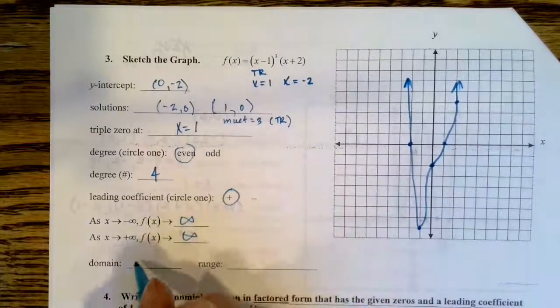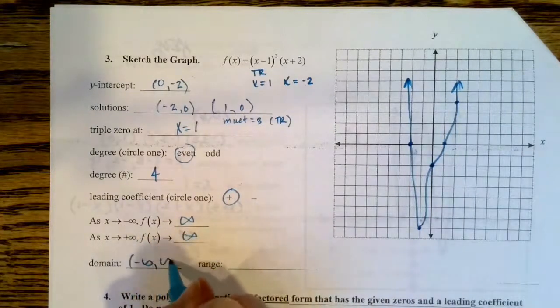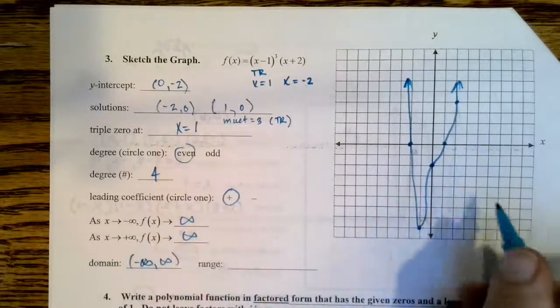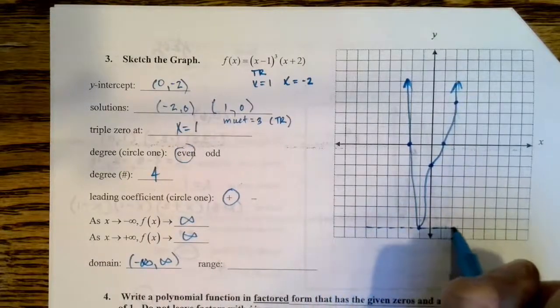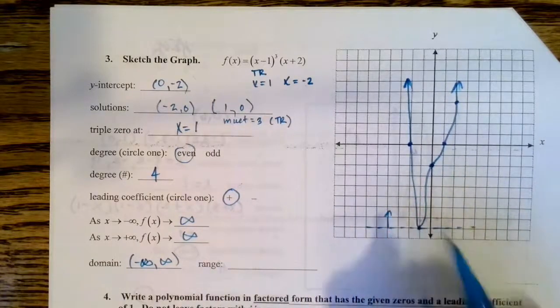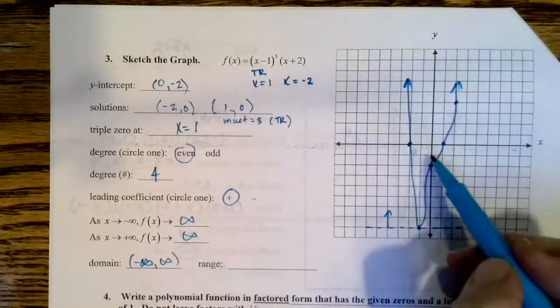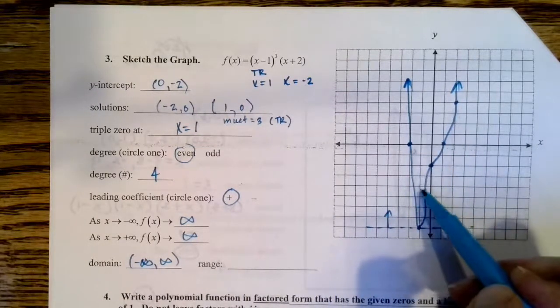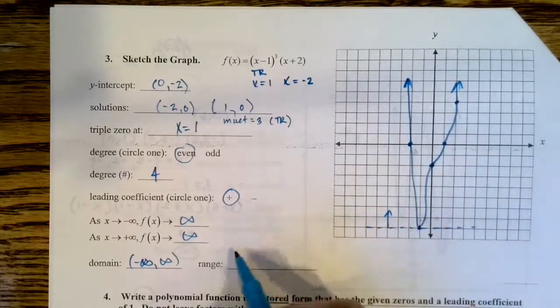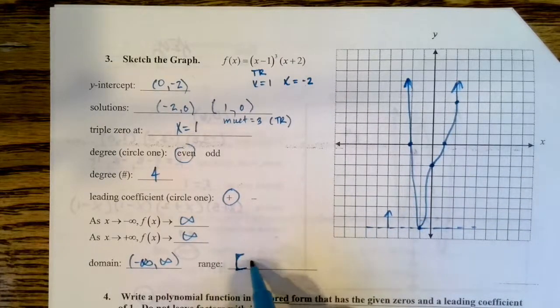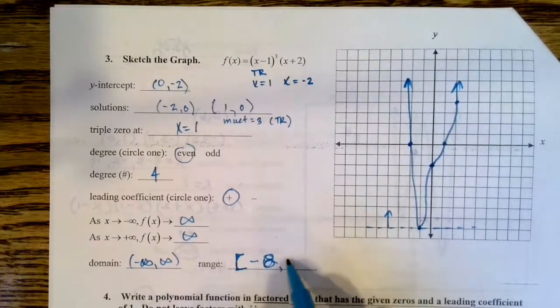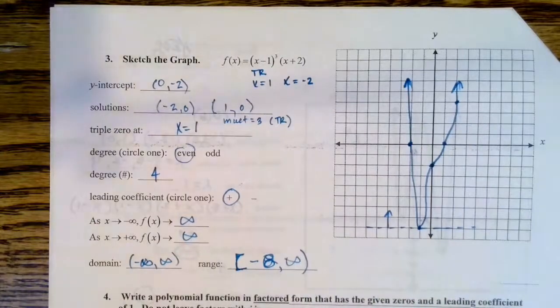My domain is going to be all real numbers that can go in, and my range is going to be everything above this floor as my output. So when I look at this, -8, oops, I can box that, is my smallest value, and positive infinity will be my largest.